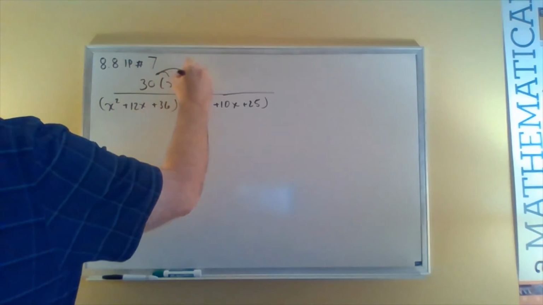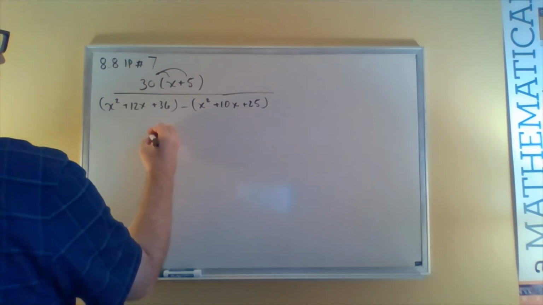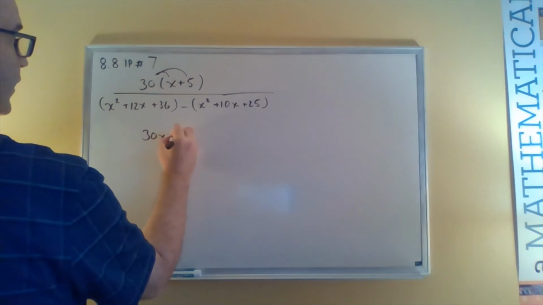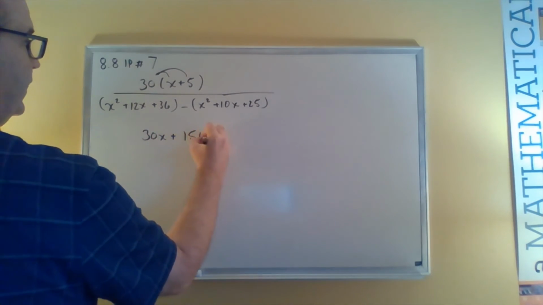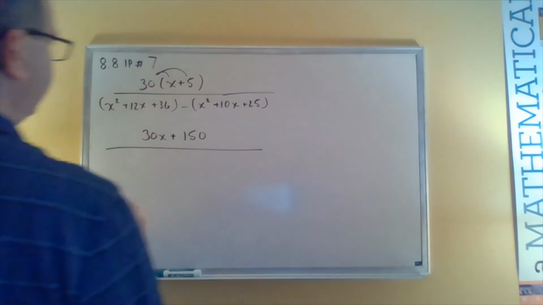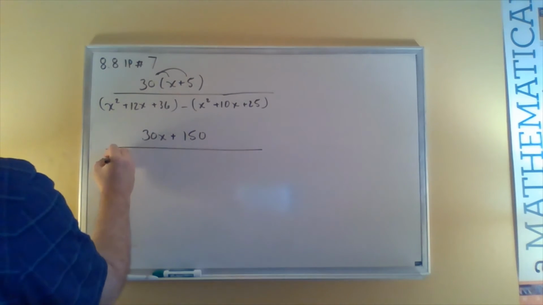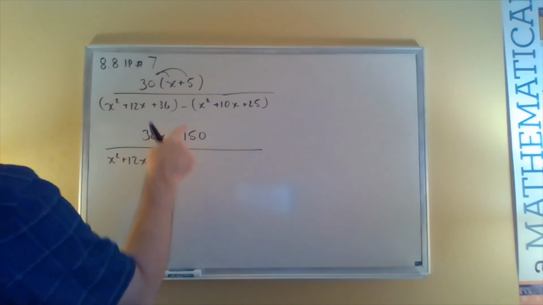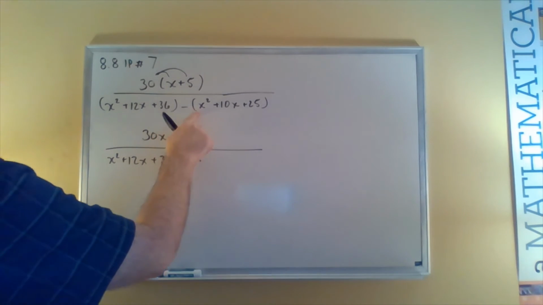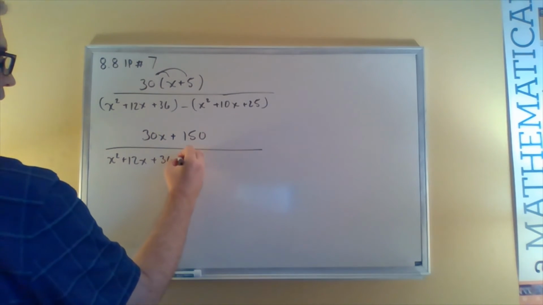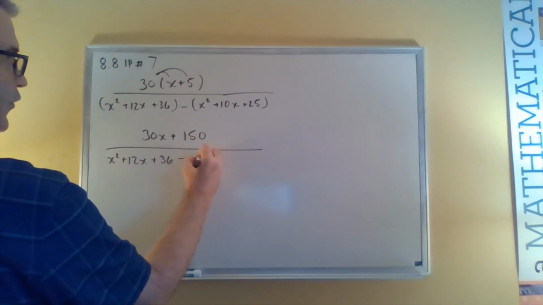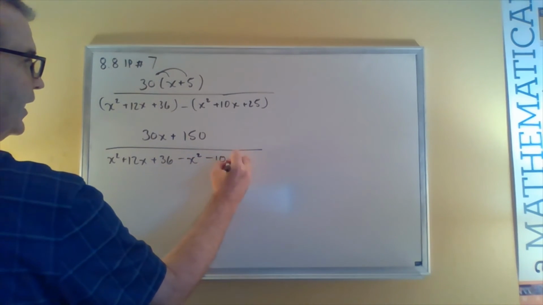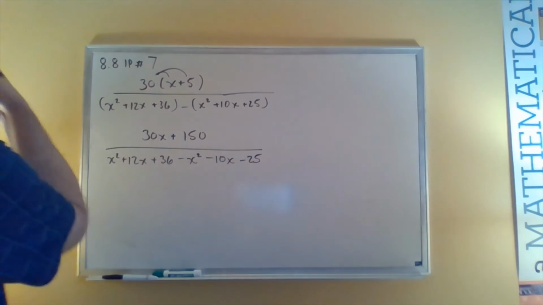Up top, I'm going to go ahead and distribute that 30 through. So I'll end up with 30x plus 150. That'll all be over x squared plus 12x plus 36. Remember, if I had the subtraction sign out here, I just change the sign on everything inside here. I'll end up with minus x squared minus 10x minus 25.